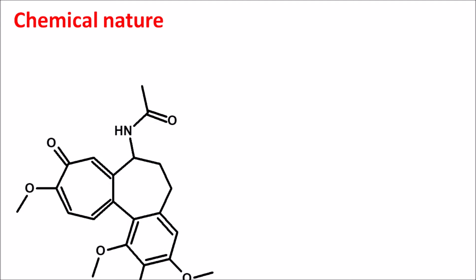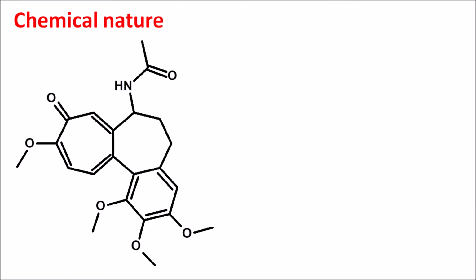First of all, the chemical nature of this drug. This is the structure of colchicine. Let us give the numbering here. We can start the numbering from this carbon. So this is 1, 2, 3, 4, 5, 6, 7, 8, 9, 10, 11, 12. Totally it has a 12 carbon, 3 ring system. And here the functional group is the acetamide, so we can write the prefix as acetamide, which is attached at the 7th position.